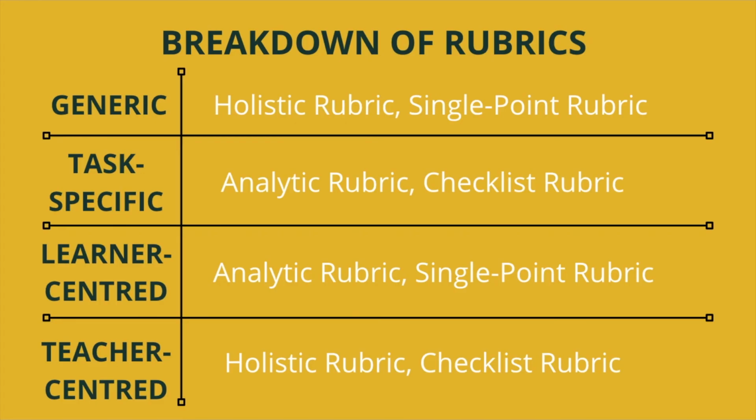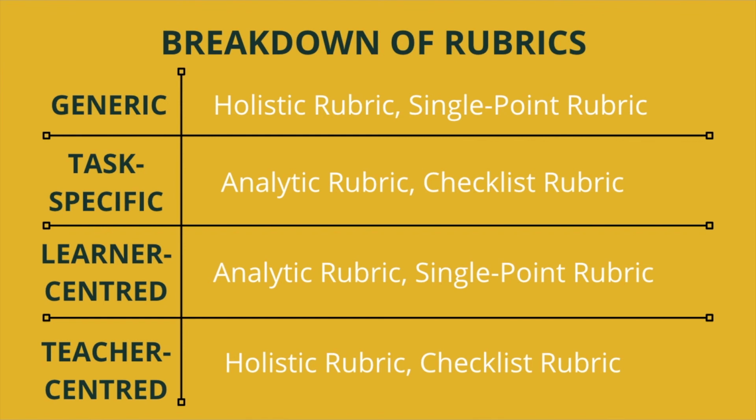So now that we've learned about the 4 different types of rubrics, let's break down their strengths and weaknesses even further. If you're looking for a generic rubric that is appropriate for many different types of assessment, you'll want to go with the holistic rubric or the single point rubric.